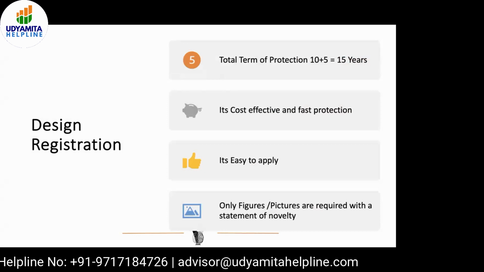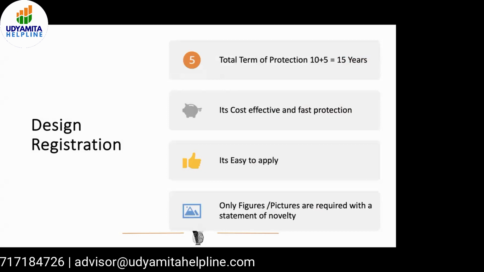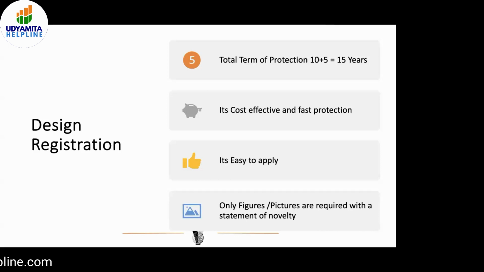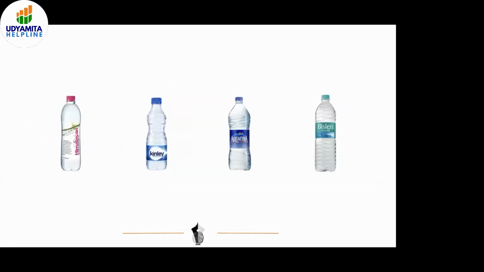Or in patent, it may take 3 to 4 years of time. So that is easy to get, right? Less time, and you can start enforcing this immediately. Okay, so this is one of the examples. If you see these examples, everyone is selling mineral water bottles, but the bottle's shape is different, the color combination is different, the color grades are also different. Okay?